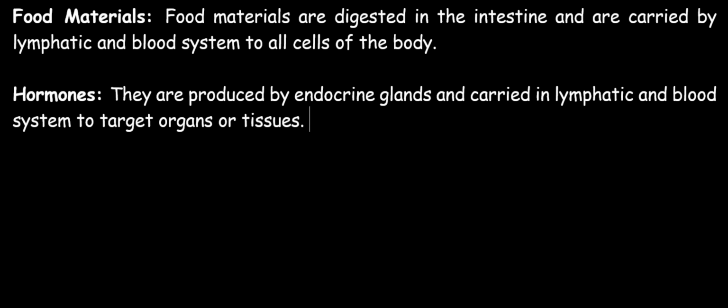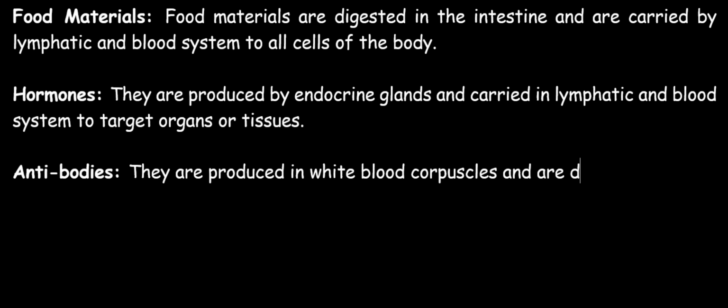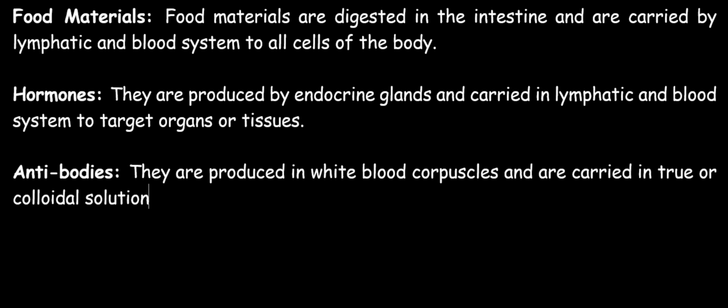The next one we are going to be looking at is antibodies. Antibodies are proteins that are produced by the immune system. They are carried in colloidal solutions in blood to all parts of the body. Most antibodies are produced in white blood corpuscles, in response to the presence of a foreign substance, maybe a bacteria, a virus, or toxins, and these foreign substances are usually called antigens. So when they are produced, they will be transported.